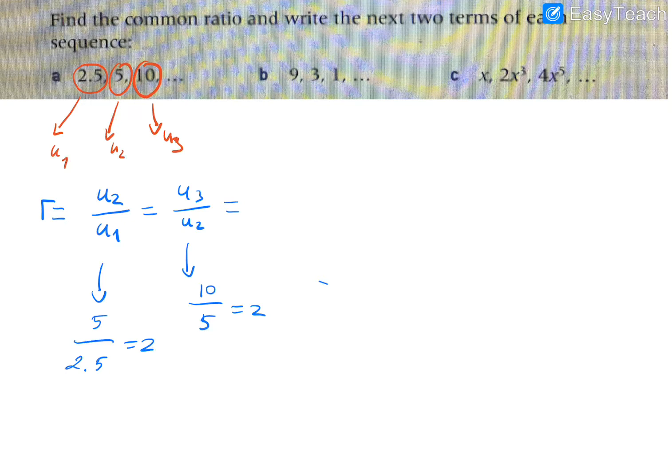The next one is write down the next two terms of each sequence. So look at this pattern. 2.5 times 2 becomes 5. 5 times 2 becomes 10. And 10 times 2 will be 20. And the other one will be 40.